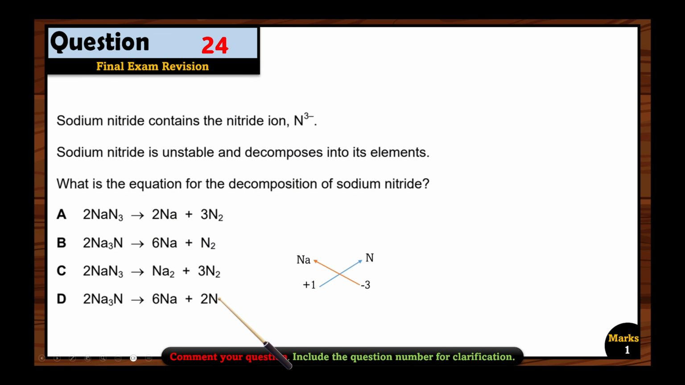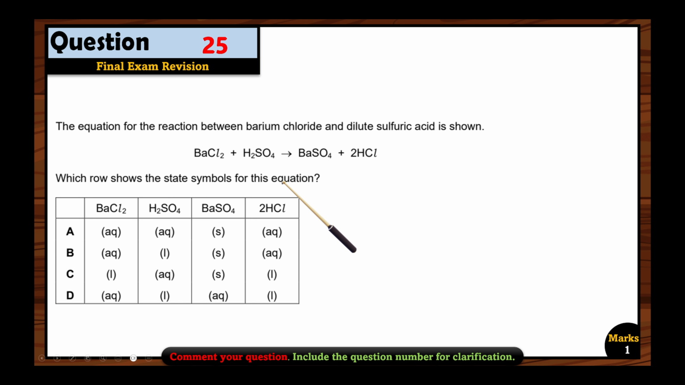Question number 25. The equation for the reaction between barium chloride and dilute sulfuric acid is shown here. Which row shows the state symbols for this equation?